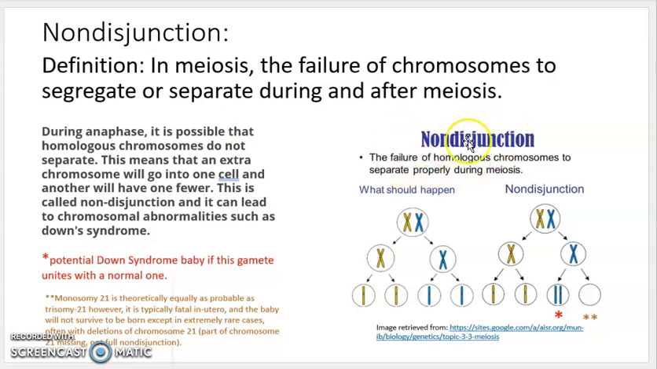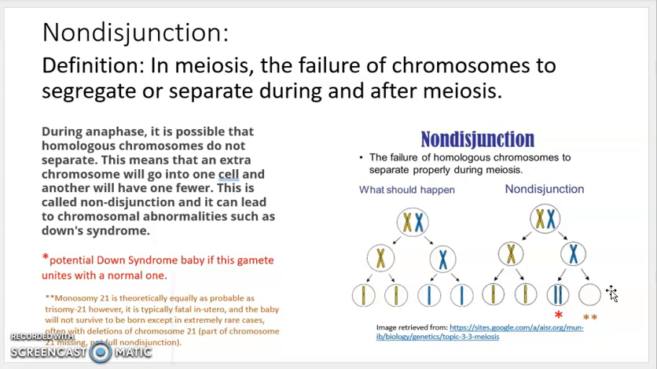Over here is an image of what should happen during meiosis. And then this is what happens in non-disjunction. And down here, this is where trisomy 21 would happen. And over here, this is where monosomy 21 would happen. And monosomy 21 is theoretically equally as probable as trisomy 21. However, it is typically lethal in utero.